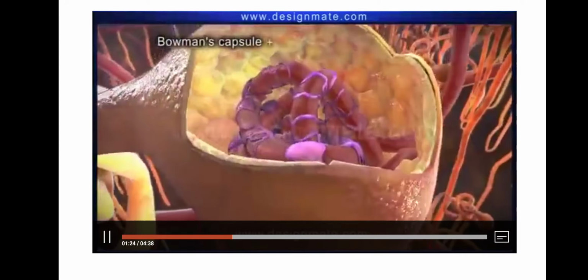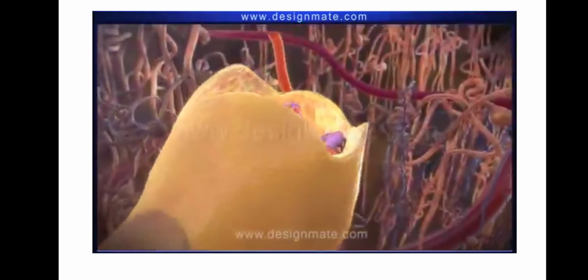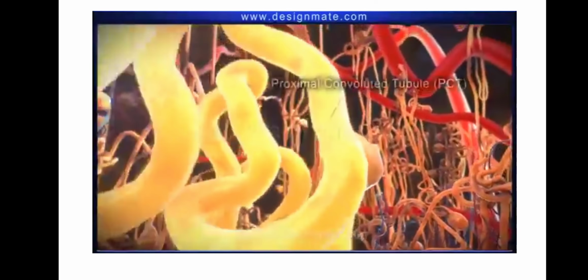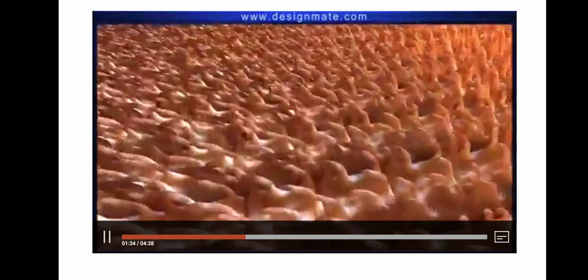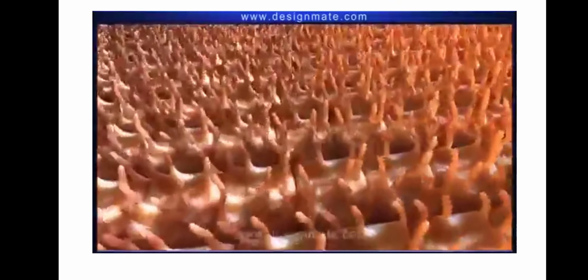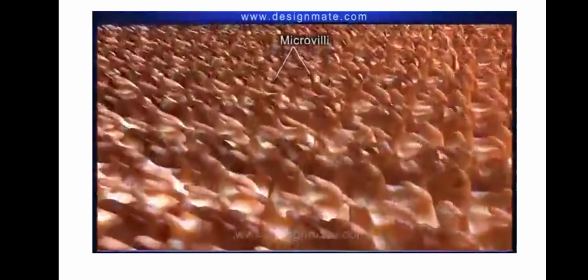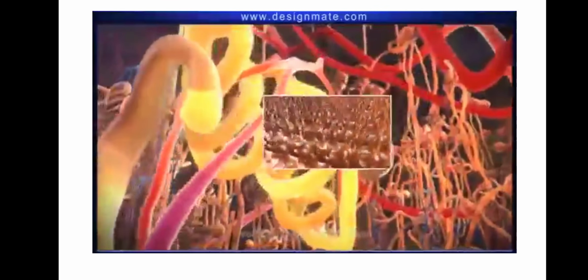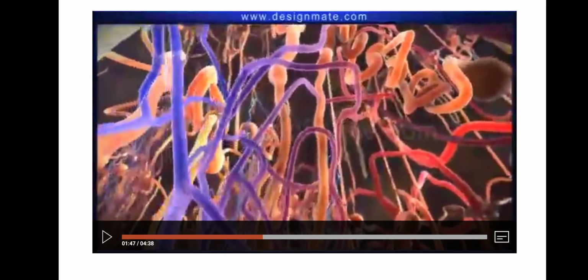The Bowman's capsule and the glomerulus together form the Malpighian body. This capsule extends into the proximal convoluted tubule, PCT, on the inner side. This tubule is lined by a brush-bordered epithelium with numerous microvilli. This one is too detailed. This PCT leads into the loop of Henle, which lies in the medulla region. You can see all the tubes here.